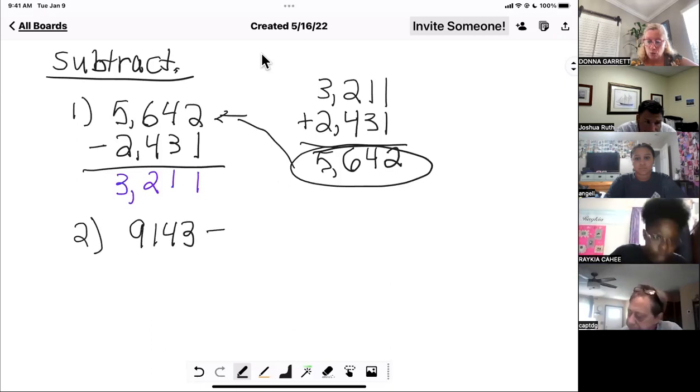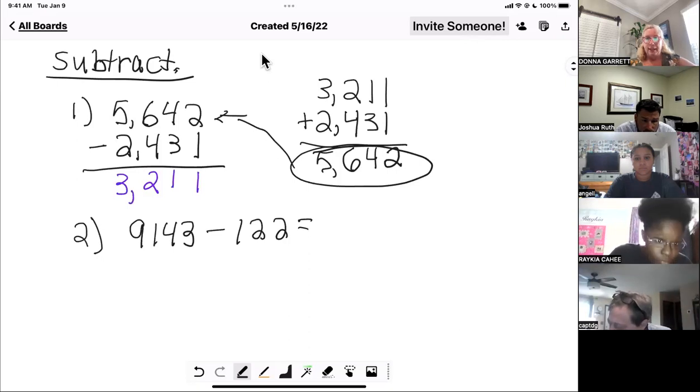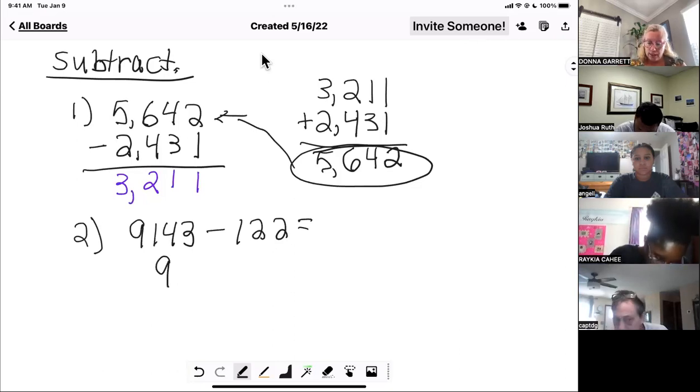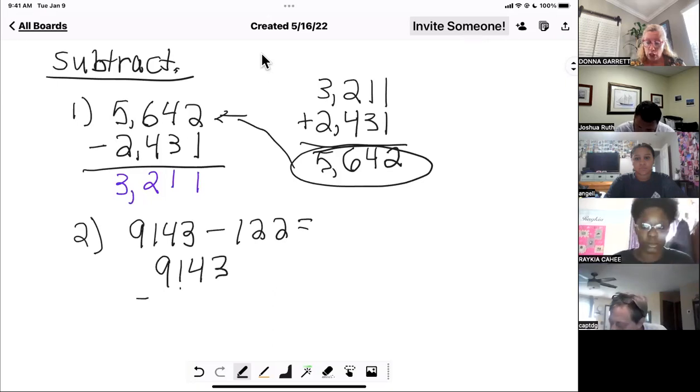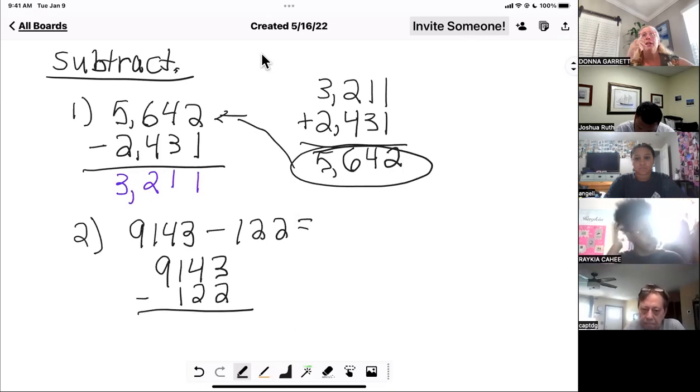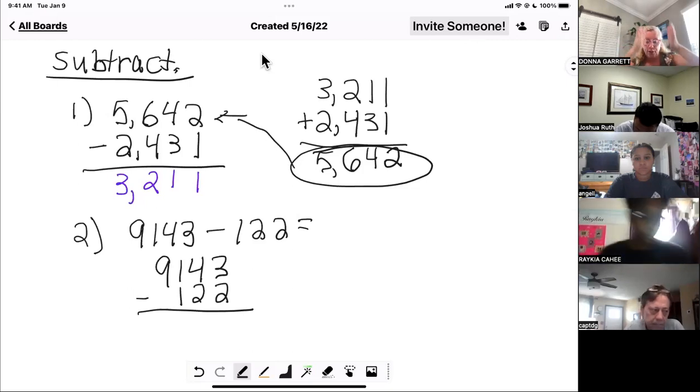9,143, subtract 122. Again, I never leave it that way, and I'm going to write it vertically. Vertically is what I call it when you're up and down. So 9,143 minus 122. Make sure you line up those numbers under where they belong. The one thing that really can mess you up is if you line them up wrong and then you're adding and subtracting the wrong numbers. So always make sure you are very neat and right on top of each other.